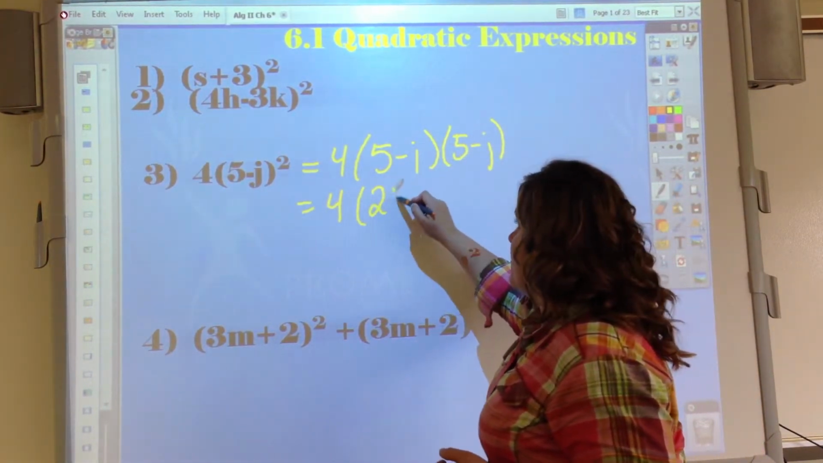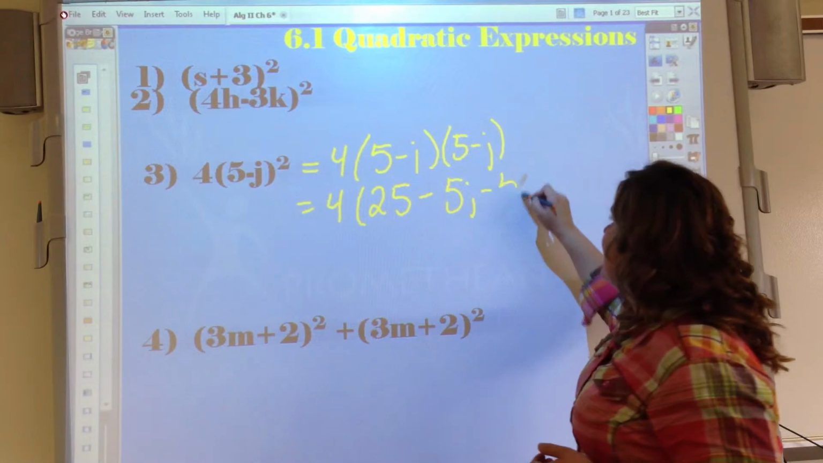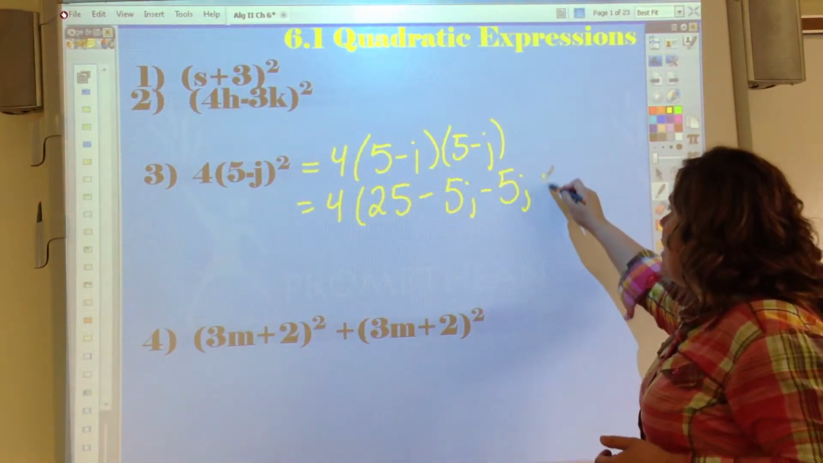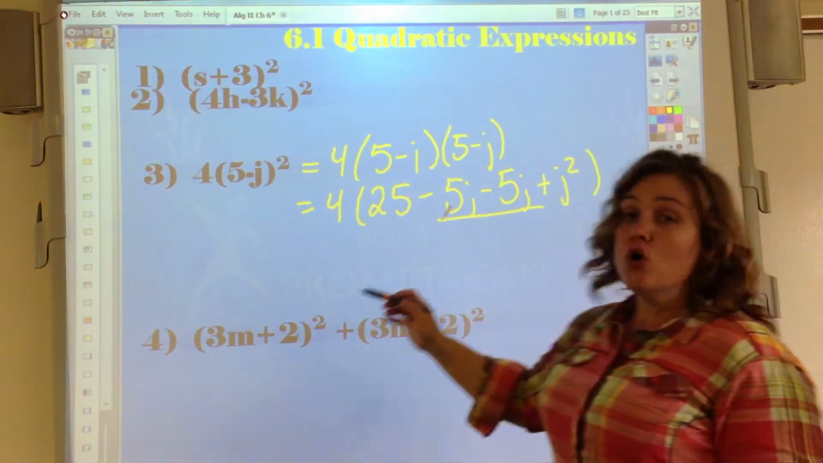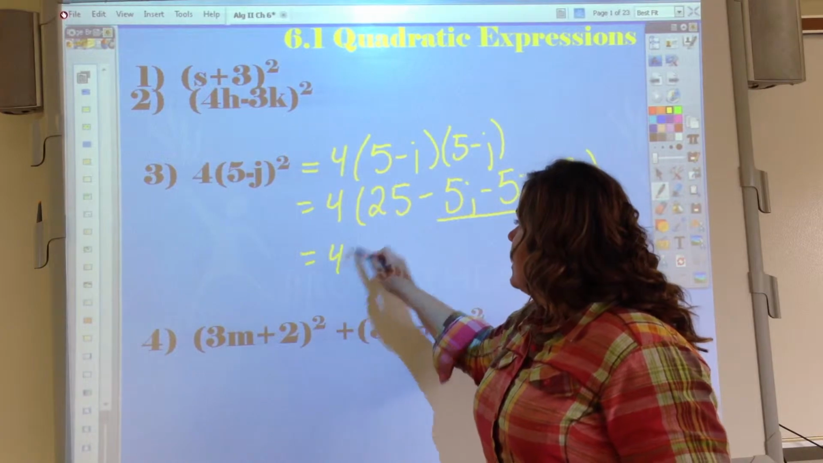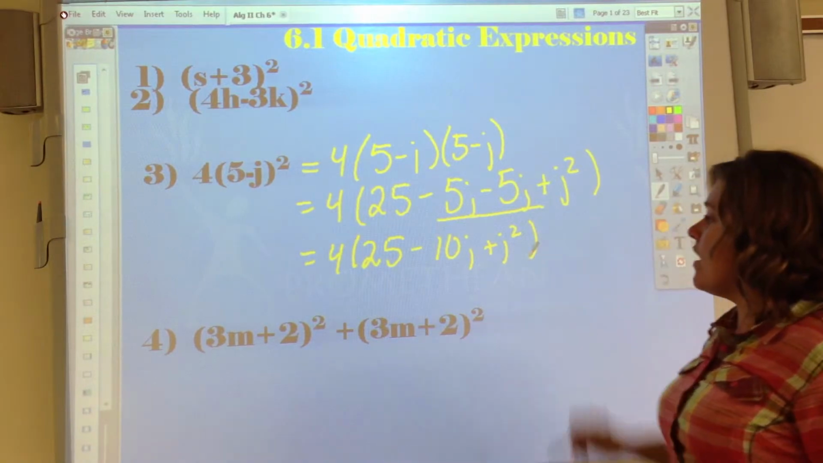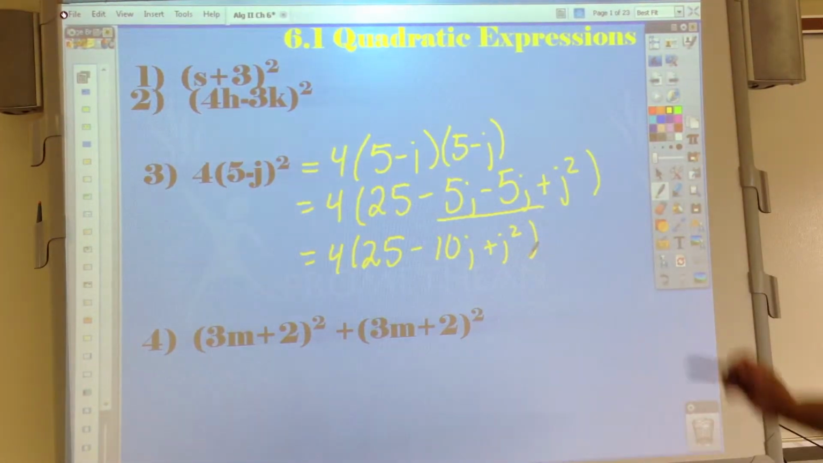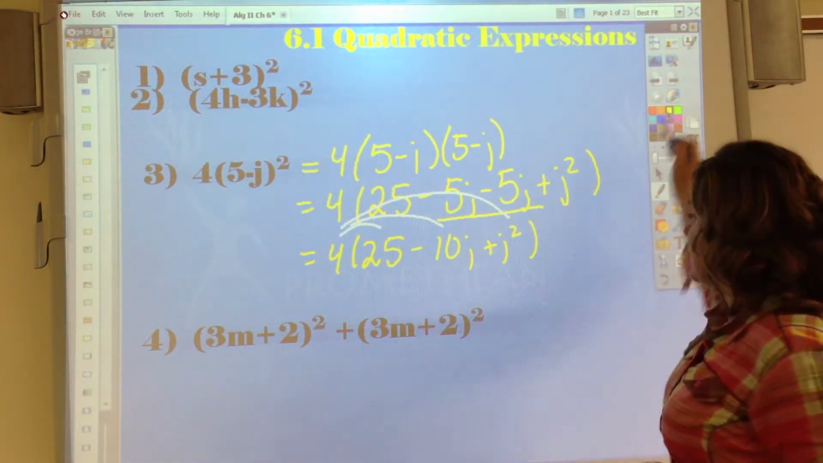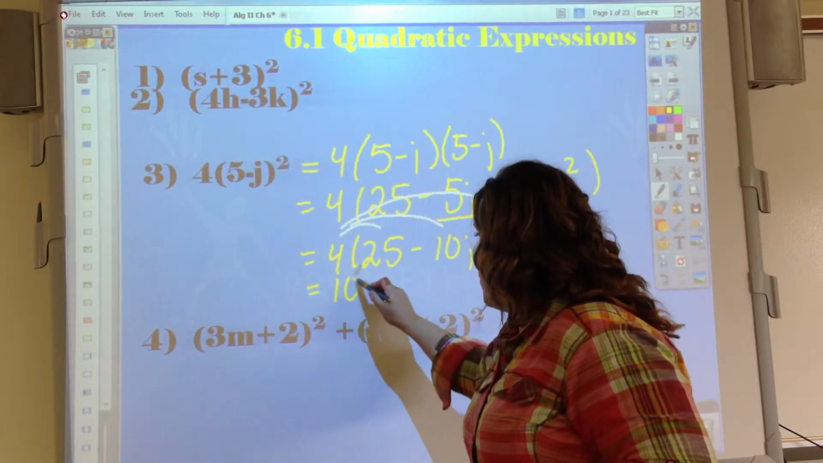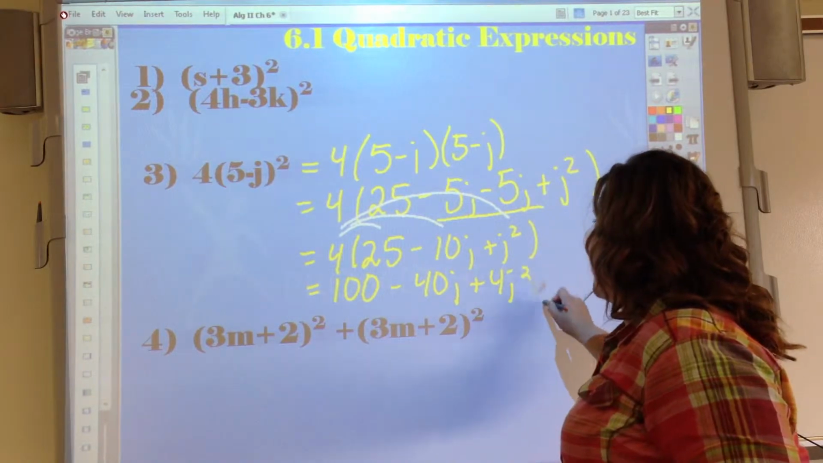First, 5 times 5 is 25. Outer, 5 times negative j is a negative 5j. Inner, a negative 5j. And last, plus j squared. Again, I'm always going to look at these two middle terms and notice that I can combine them. And I get 25 minus 10j plus j squared. Now, I'm almost done, but I need to distribute this 4 all the way through my parenthesis. So my final step is going to give me 100 minus 40j plus 4j squared.